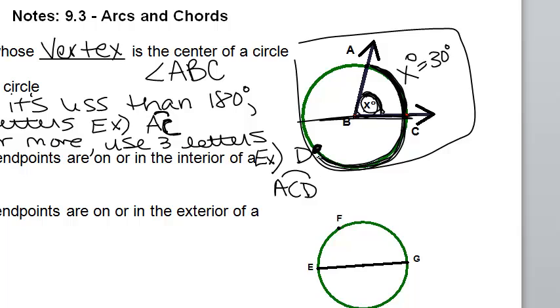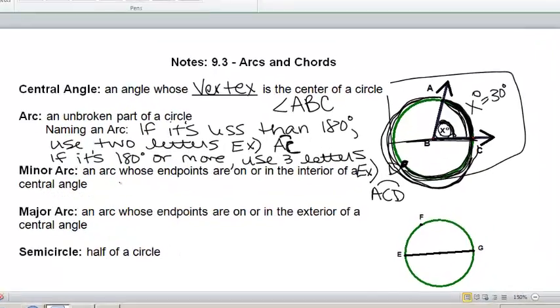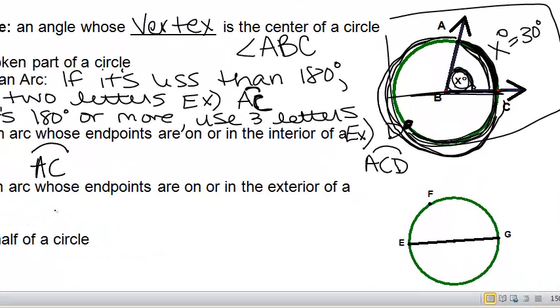Okay, the minor arc is just the smaller one. So if I'm looking at the central angle ABC, AC would be the minor arc, and then the rest of the way around the circle is going to be the major arc. So this way from A to D to C is the major arc. Minor arc is AC, major arc would be ADC.